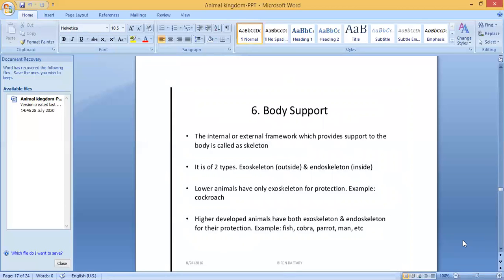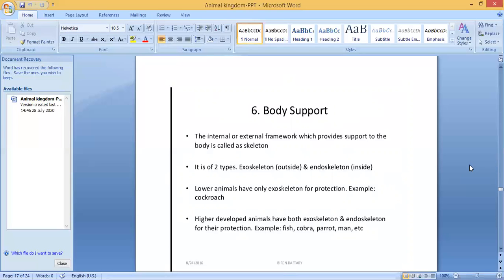The next one is body support. Which part of the body gives support? Everyone knows, the skeletal system or skeleton. The internal or external framework which provides support to the body is called skeleton or skeletal system. The internal skeleton is a group of bones joined together. Our body gets shape and support because of the skeletal system. Suppose there is no skeleton, we would be rolling down just like a jelly.